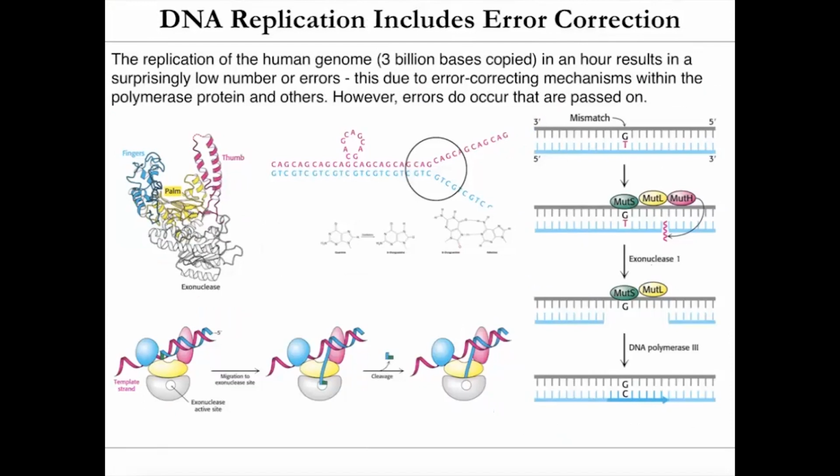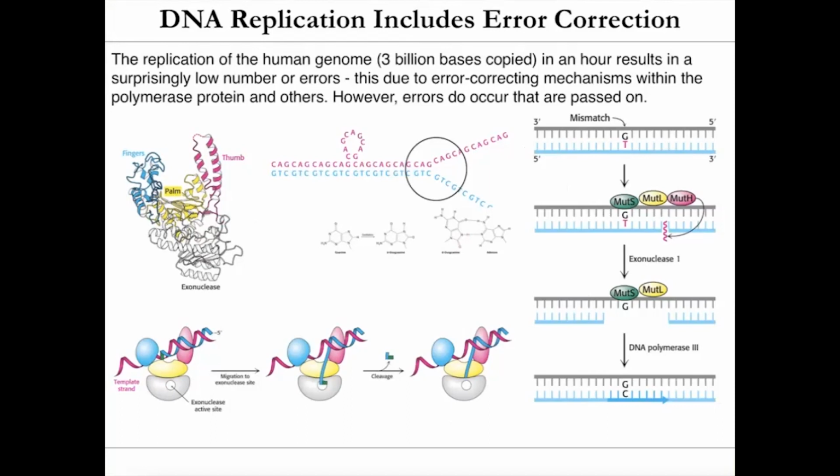And one thing I want to mention very quickly is that we talked about how big of a feat it is that your body is able to replicate these 3 billion bases of DNA in just an hour without making very many mistakes. The reason there are not a lot of mistakes made is that the integrity of your genome is very important. Any mutations or mistakes that occur during replication can lower your fitness and your survival and be passed on to your offspring.